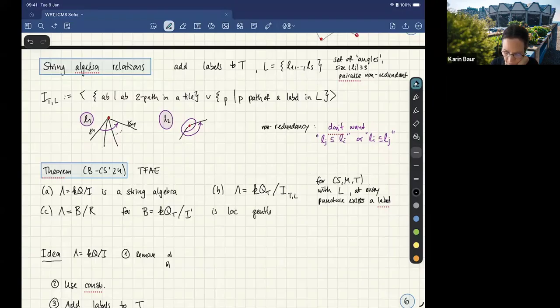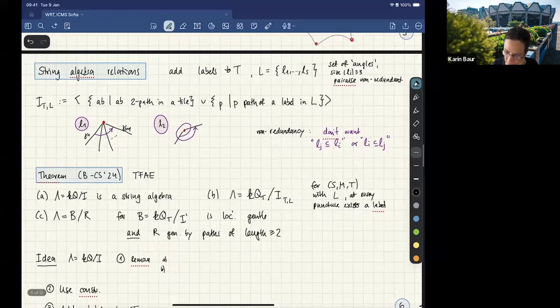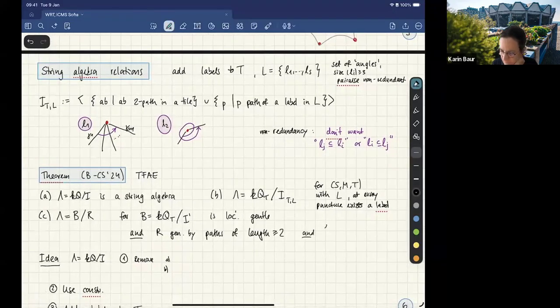So it's not quite gentle, it's locally gentle. R, and the relations are generated by paths of length at least 2. And there's one more condition: every oriented cycle of Qt has a relation.